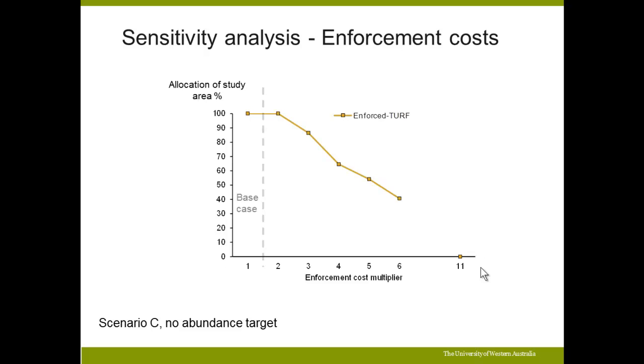So the other side of this is our open access area. When we don't allocate area to our enforced turf, we allocate it to our open access. So these 2 lines sum to 100. When enforcement costs are increased by a factor of 11, you stop managing the study area and you just call it all open access. And that's your most efficient thing to do.